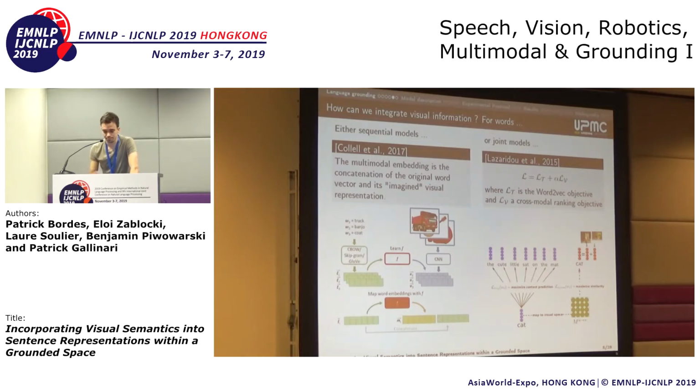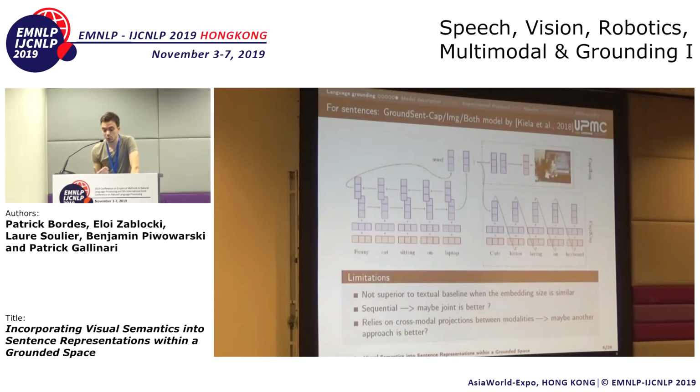It's closer to the way that we humans acquire perceptual knowledge about words, by jointly leveraging textual and visual information. Here, I give the example of a model by Lazaridou et al., in which the training objective is a linear combination of a word2vec objective, so that's the textual information, and a visual objective, which is a cross-modal ranking objective for visual information.